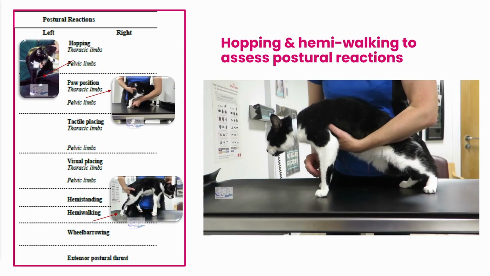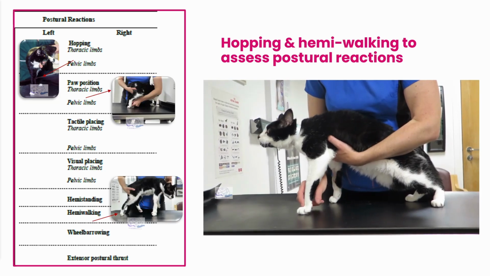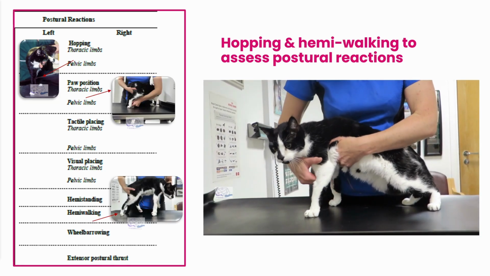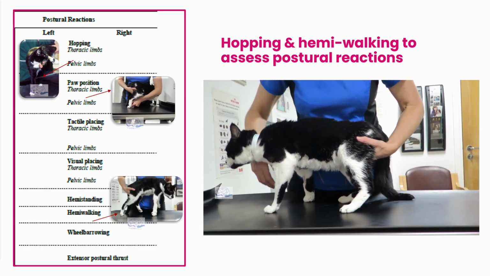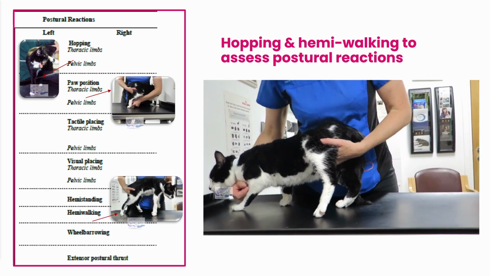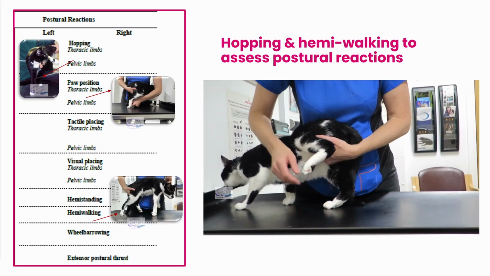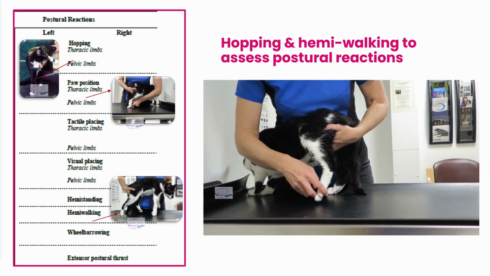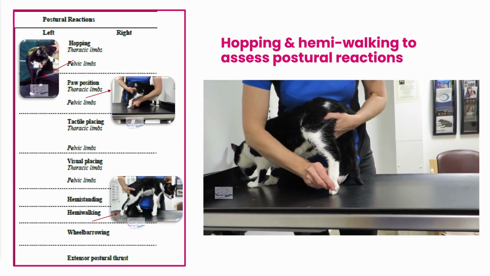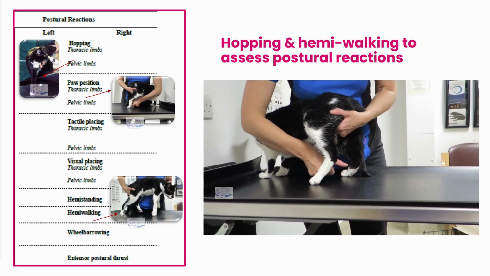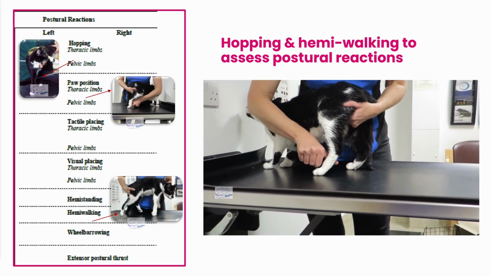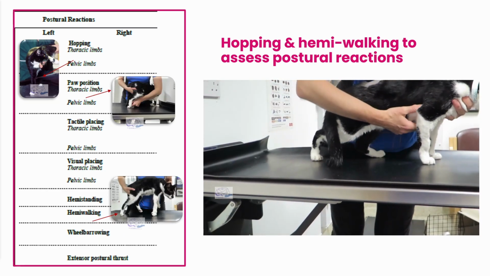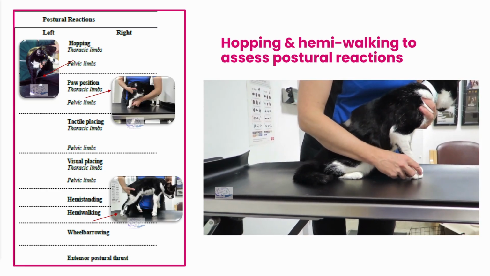The other tests that are particularly useful are hopping and hemiwalking, especially in species other than dogs. Most cats have to lose an awful lot of proprioception before they will allow you to turn their paw and not just pick it up. I find hopping and hemiwalking much more useful for that species. So you can see here it's just a suggestion of a proprioceptive deficit in this cat, but he rapidly corrects the foot, and it's quite difficult to do this. You can see the normal forelimbs here.